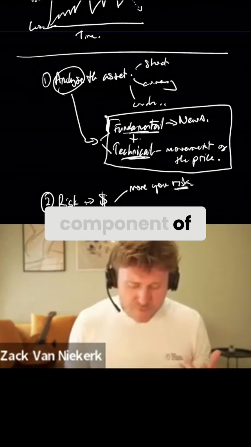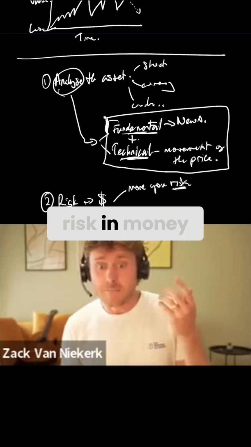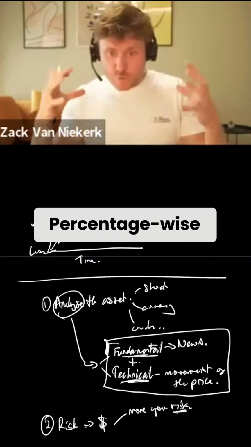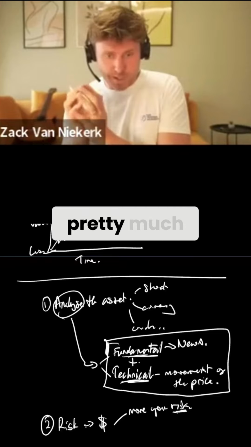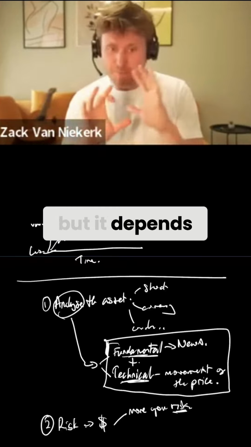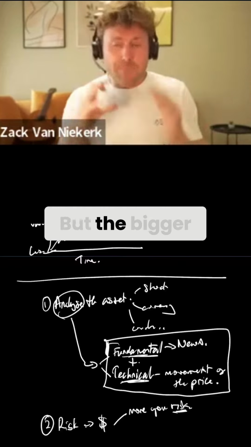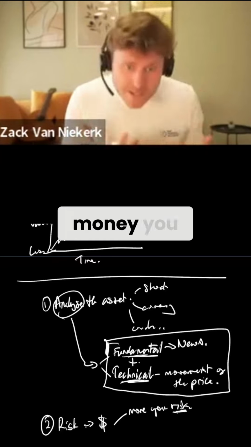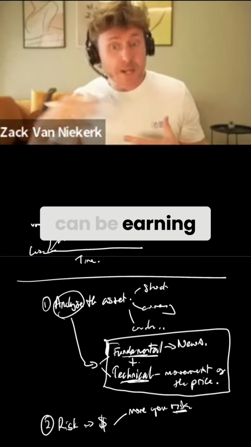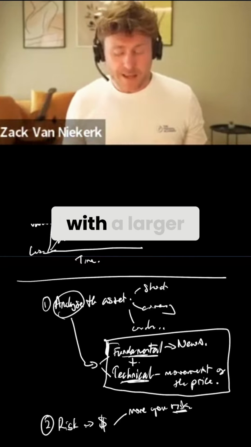Okay. Now, another component of risk is the bigger your account, the more you can risk in money, not in percentage. Okay. So if you have a larger account, well, percentage-wise, you should always be risking the same amount, pretty much. Keeping it low, we recommend 1%. Sometimes it might go up to 2%, but it depends on the individual instructor that you're studying and how they approach their methodology. But the bigger your account, the more money you can technically risk. Okay, which means that you can be earning more with a larger account, but you can also be losing more with a larger account.